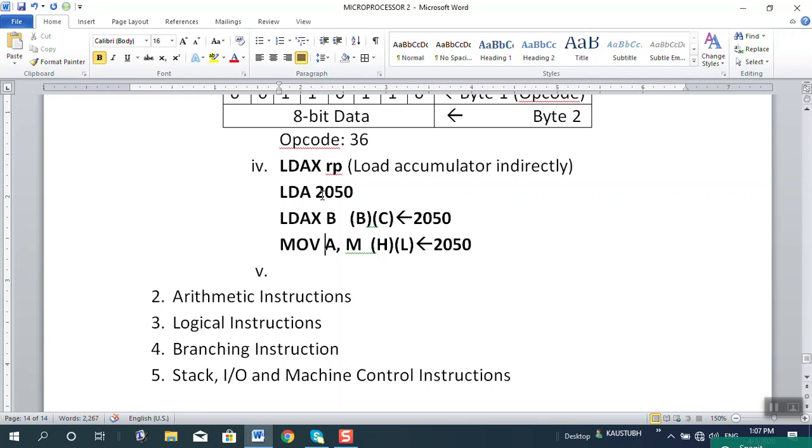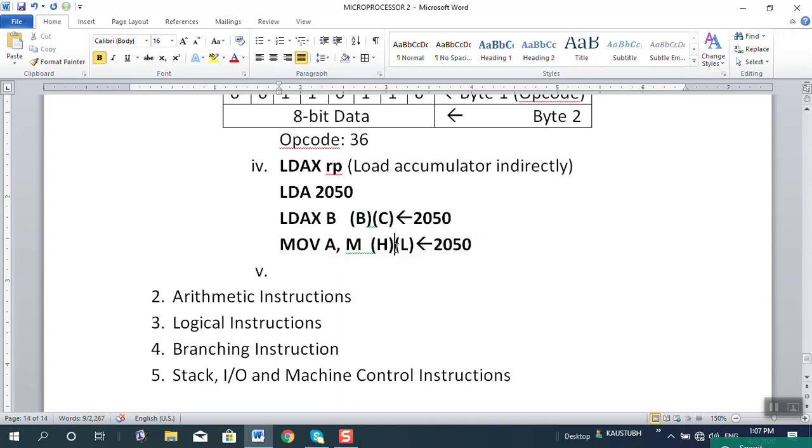LDA 2050, suppose your data is in 2050. So you can have this LDA 2050. You can copy that 2050 to the BC or DE register pair, then LDAX B or LDAX D will have the same meaning, the same operation. Then you can copy that address in the HL register pair. Then if you write MOV A, M, it is also the same. Okay, try to understand that fact.